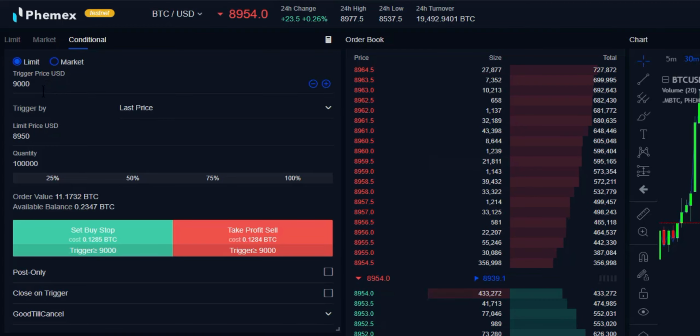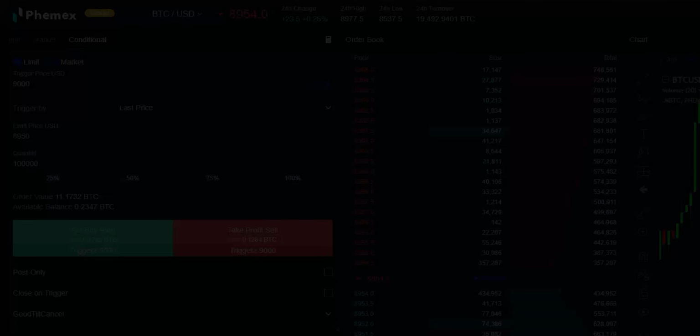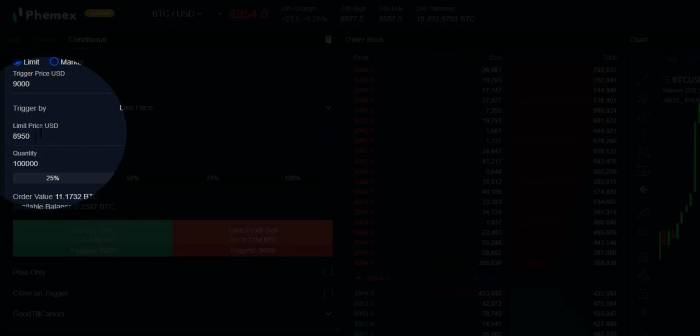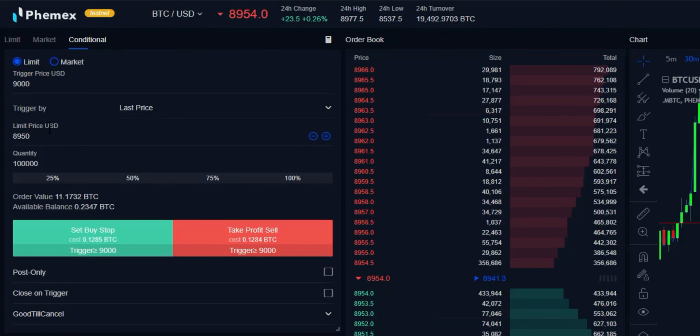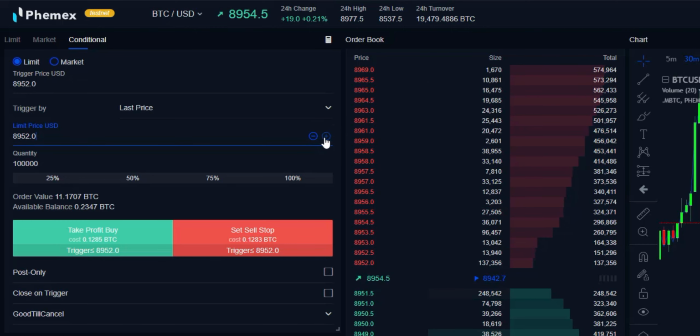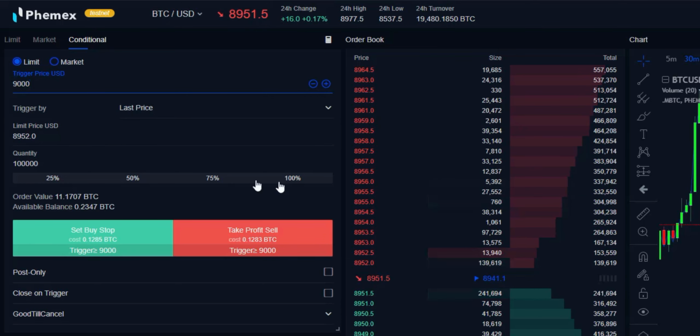So we'll go ahead and show how a limit order in this case would work. In this case, our trigger price is going to be 9,000 and our limit price is going to be 8,950. You could go about entering these in the same manner you would if we were using the standard order types, in this case a standard limit order. So we can go ahead and select off of the book, manually enter this in, or use the plus or minus signs. But in this case, we're going to have a trigger price that is essentially $50 above the market price that we're looking to get in at.